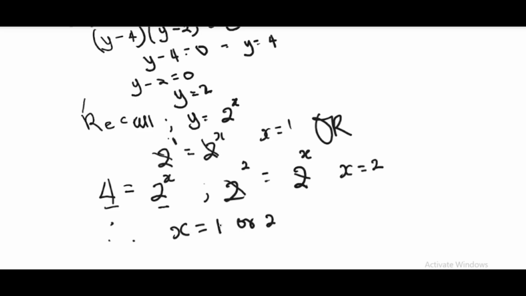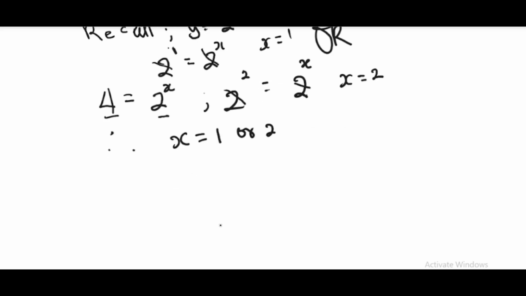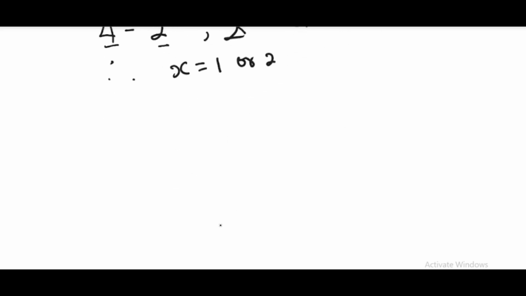X is 1 or 2. Okay, so the second question we have, let's do that together before I give you something to try out on your own. That second question says that 4 raised to the power of 2x minus 21 into 4 raised to the power of x plus 80 is equal to 0.